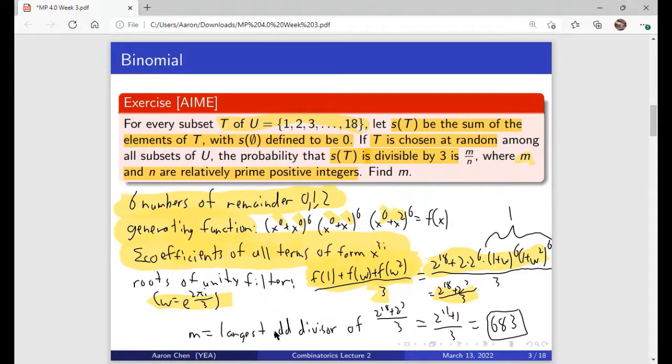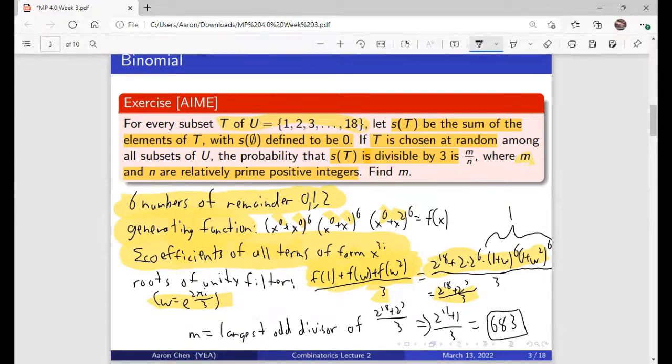And that's equal to, sorry, not equal to, but goes to. So the initial numerator is (2^18 + 2^7)/3, and then goes to (2^11 + 1)/3. And if you calculate this out, this is just 683. So the answer to this question is that m is equal to 683.